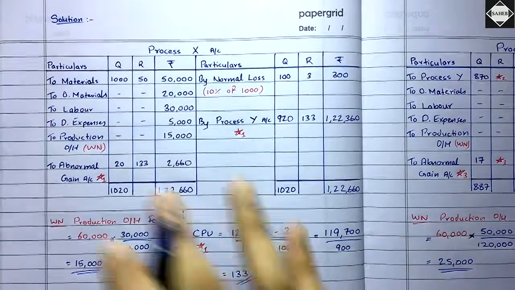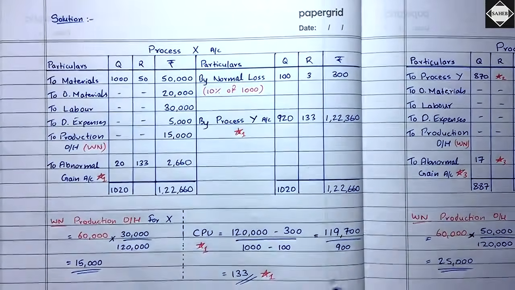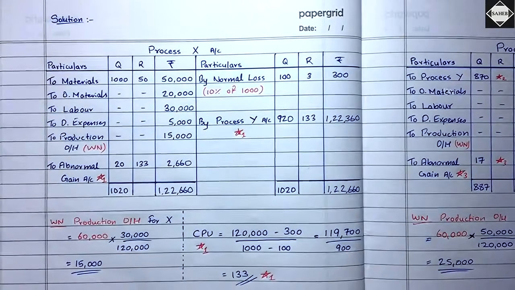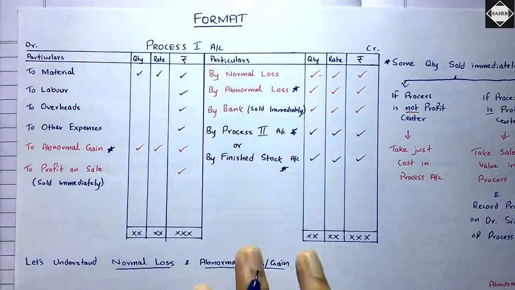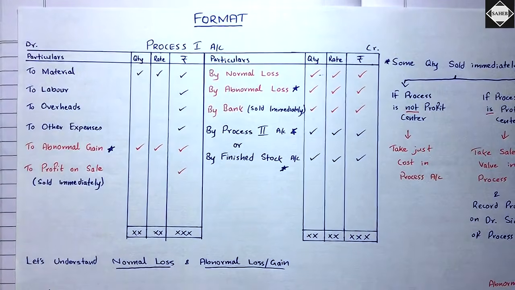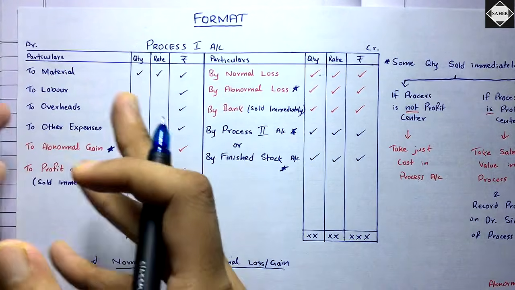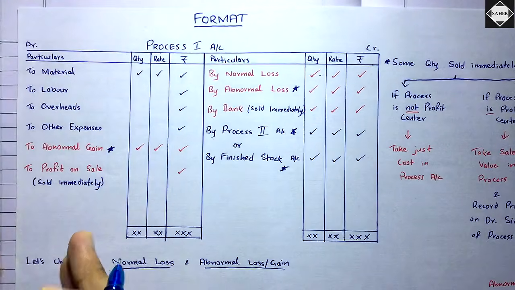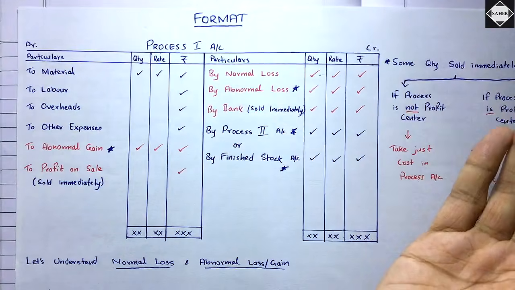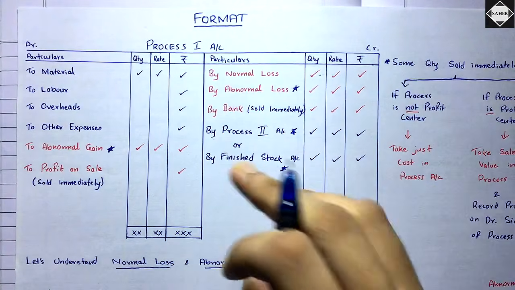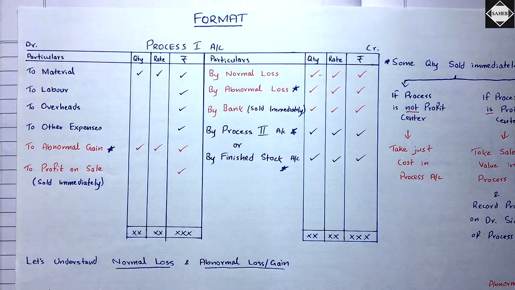Now here we have the solution, and as you can see I have already prepared the process account to save time, and I hope you all know the format. You're perfectly clear with this. I'm assuming that you have watched the previous videos. What we do in the process account, whatever goes into the process, the material, the expenses which we incur, all will come on the debit side, and whatever has gone out of the process, the normal loss, abnormal loss, the output, will come on the credit side, isn't it?